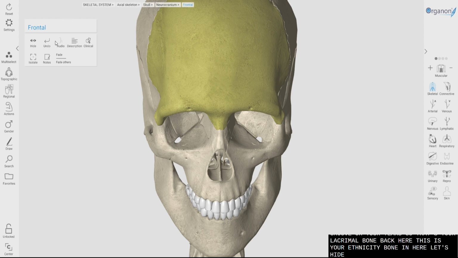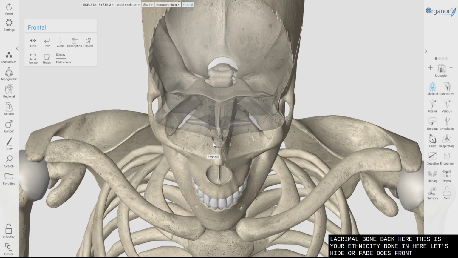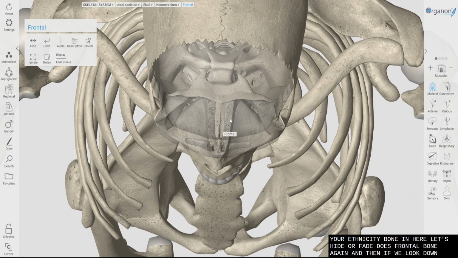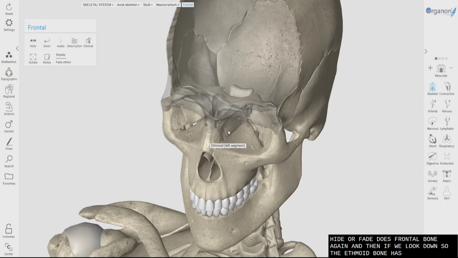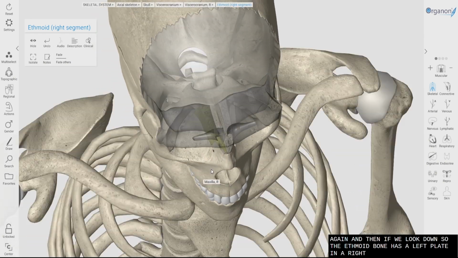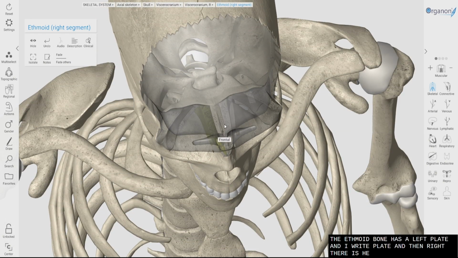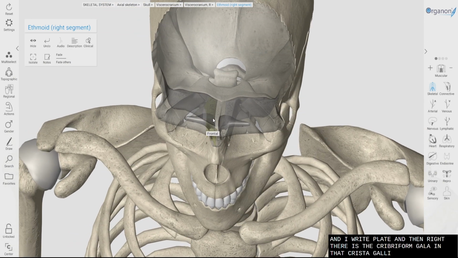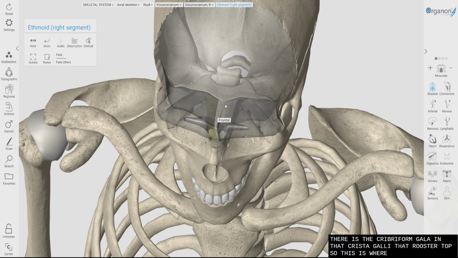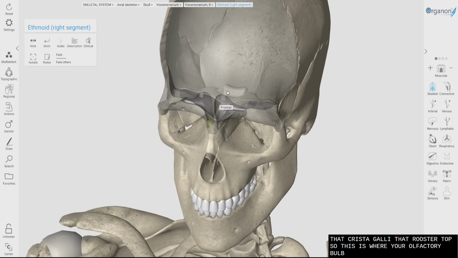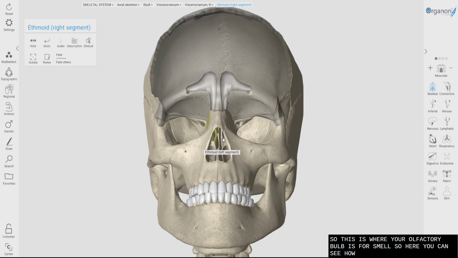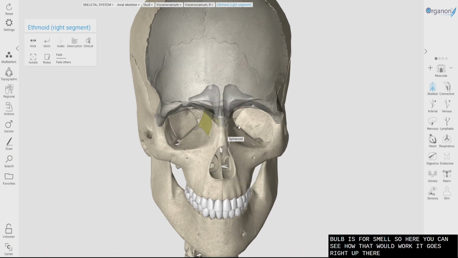And here, let's hide or fade this frontal bone again. And then if we look down, the ethmoid bone has a left plate and a right plate. And then right there is the cribriform plate and that crista galli, that rooster top. So this is where your olfactory bulb is for smell. So here you can see how that would work. It goes right up there.